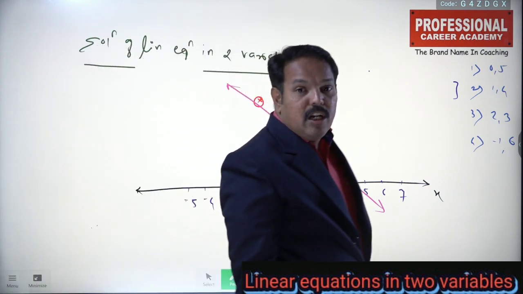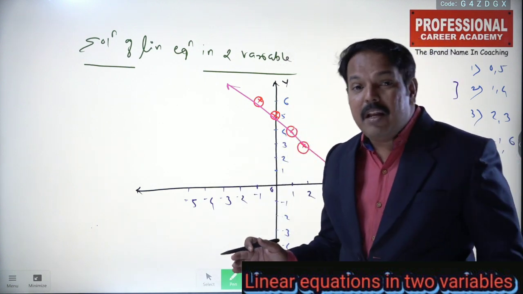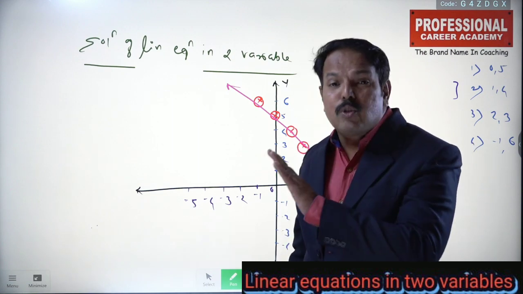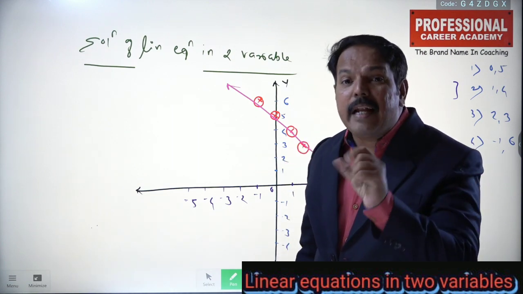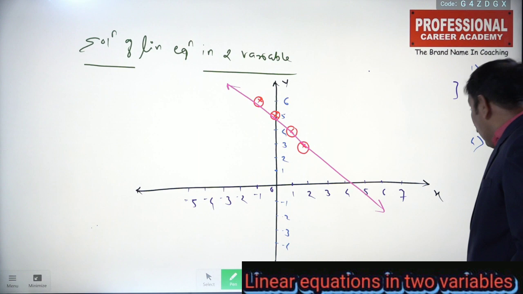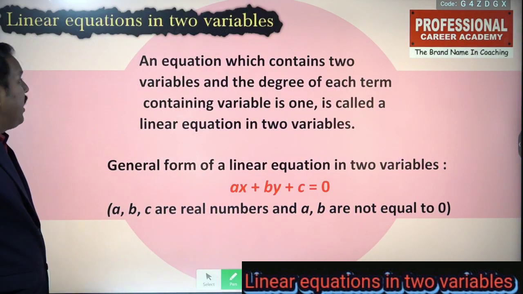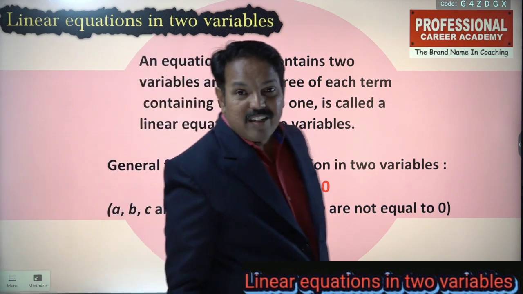Okay. So this is the introduction to linear equation in two variables and the meaning of the solution of a linear equation in two variables. So how many solutions are there? There are infinite number of solutions. Okay. Now see here. So what is exactly the definition of a linear equation in two variables? Read it carefully.